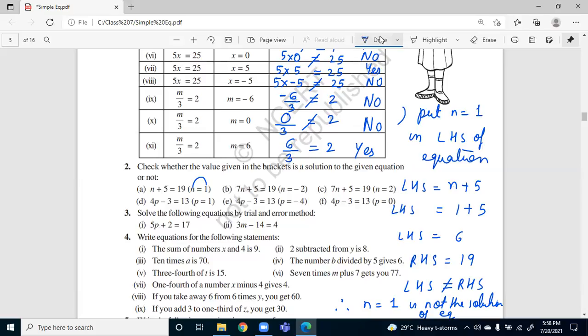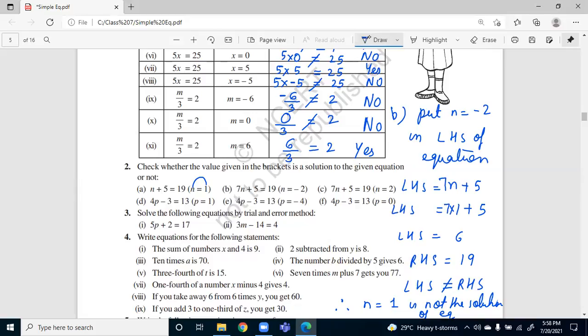Okay, Samraj, you want to tell me the solution of B part. Yes, ma'am. Do tell me what should I write? Ma'am, first put n is equal to minus 2. Very good. In the left hand side of the equation. Yes. And then we have to multiply 7 into minus 2.